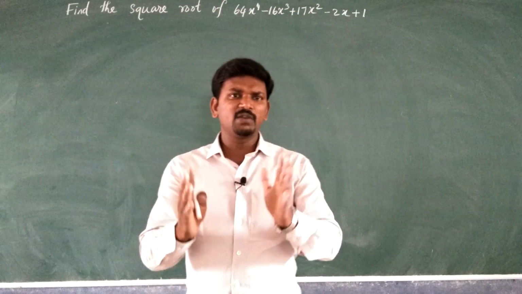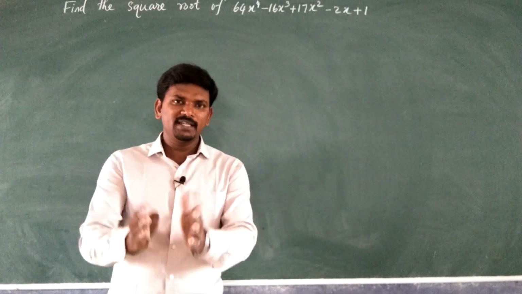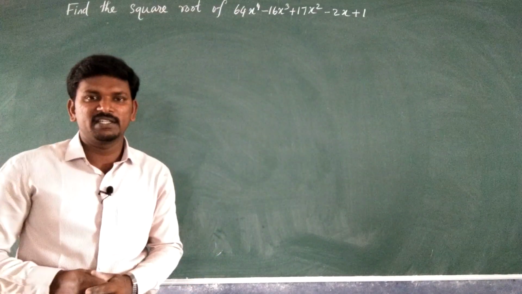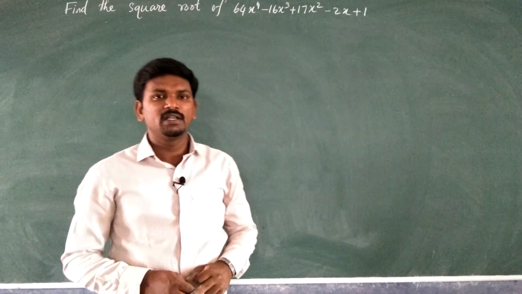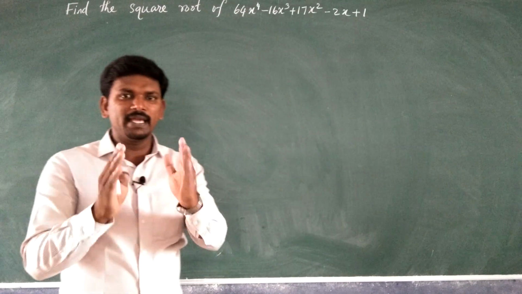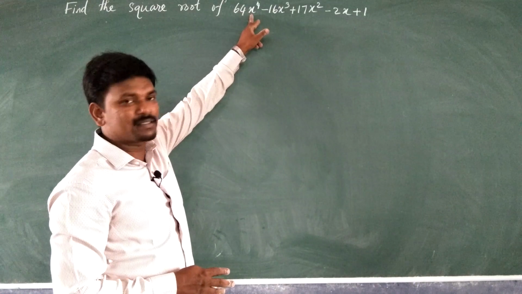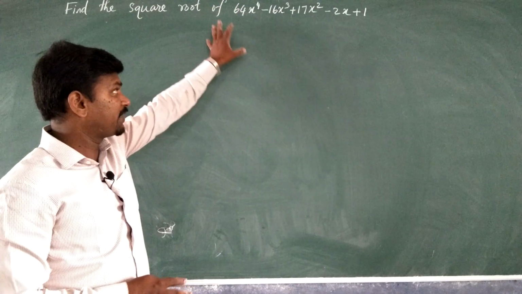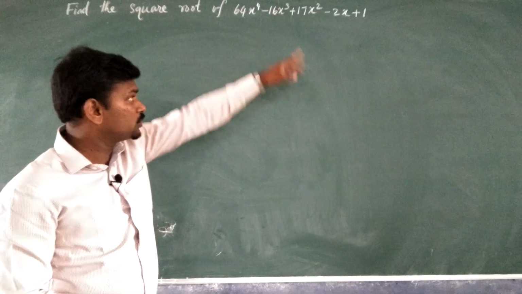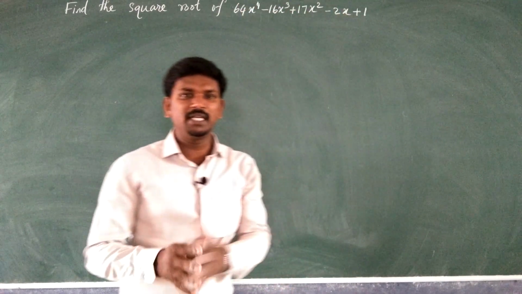The given question is 64x power 4 minus 16x cube plus 17x square minus 2x plus 1. When you look at this question, in this type of question the first term and the last term must be a perfect square. 8 8s are 64, x square into x square is x power 4, so the first term is a perfect square. And the last term is 1 into 1, 1 square is equal to 1.